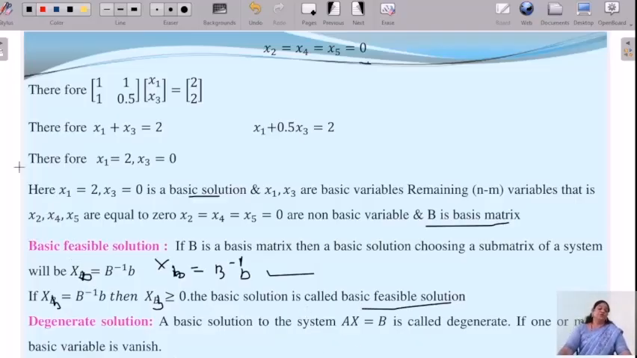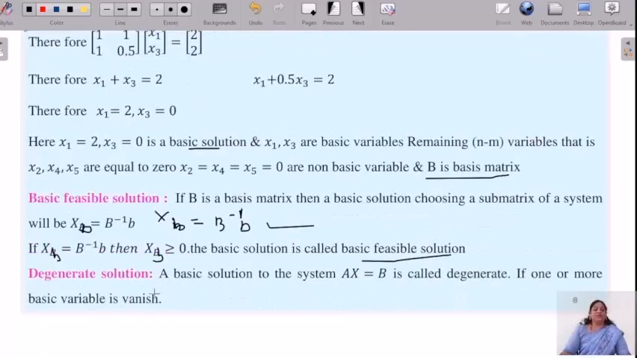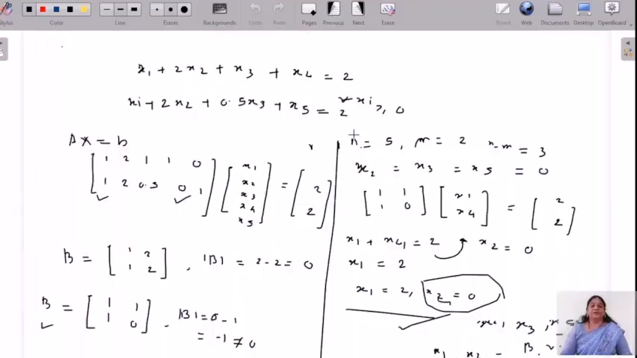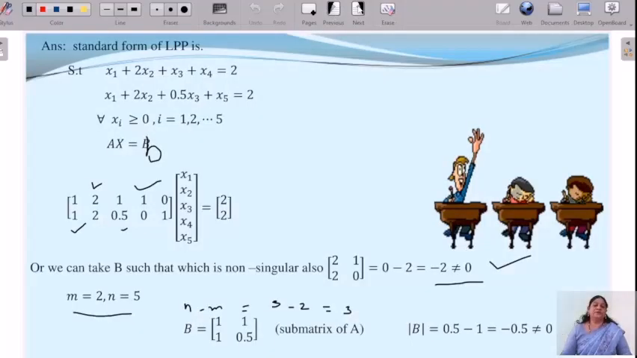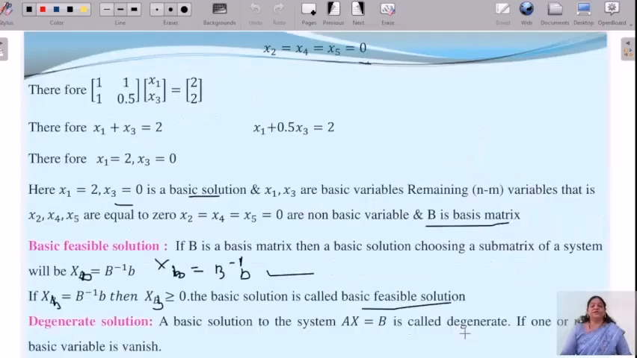If your solution means value of the variable are greater than or equal to 0, then our solution is called basic feasible solution. Degenerate solution. About the degenerate solution, I already explained. A basic solution of the system Ax equal to B is called degenerate if one or more basic variable is vanished. Here x3 is vanished. If we consider another submatrix, here x4 is vanished. Therefore, this solution is called degenerate solution because our basic variable is vanished.